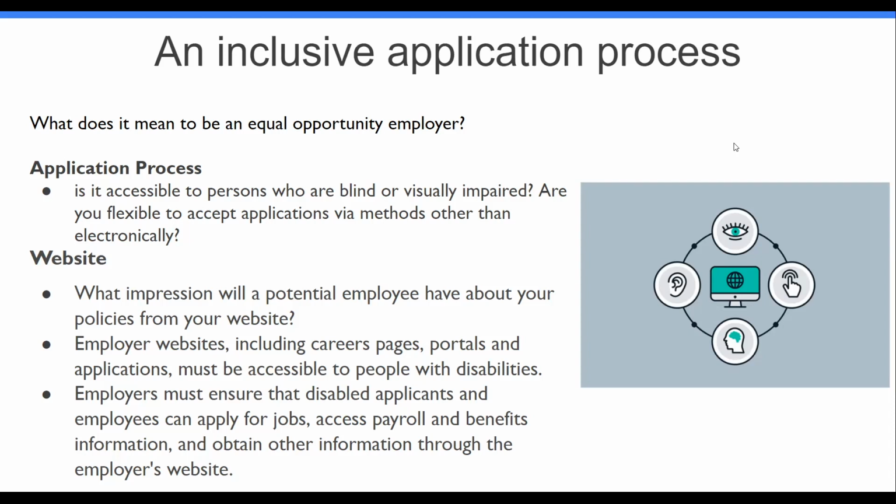The ILNS website is a good example. If you want an example, we have an application built into our website that will read the website for you. So that's really helpful. Employers must ensure that disabled applicants and employees can apply for jobs, access payroll and benefit information, and obtain other information through the website in an accessible way. So we want to be thinking about those kinds of policies as well for our existing employees and anyone who wants to join our team.